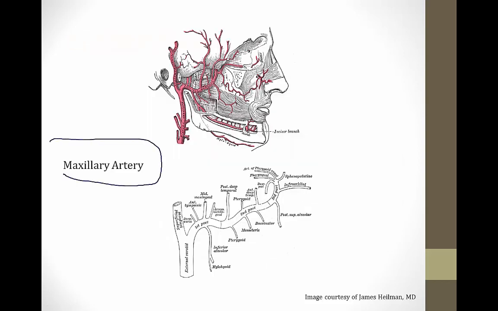Here are some pictures just to remind you of the anatomy of the maxillary artery. So the blood comes from the external carotid here, and then the third upper branch is the middle meningeal artery. It's sort of not that significant when you're looking at it in the anatomy lab, but it's very important for these epidural hematomas.